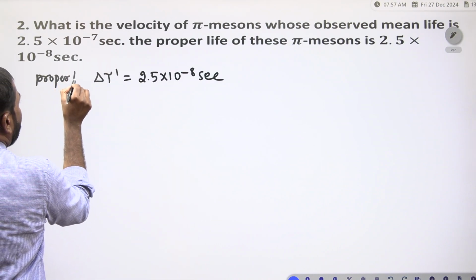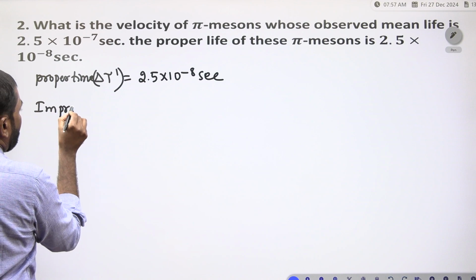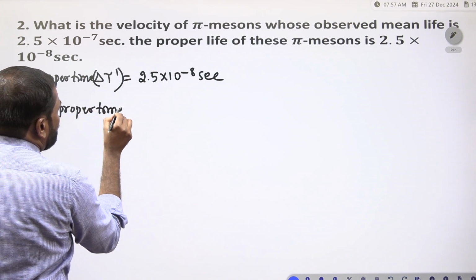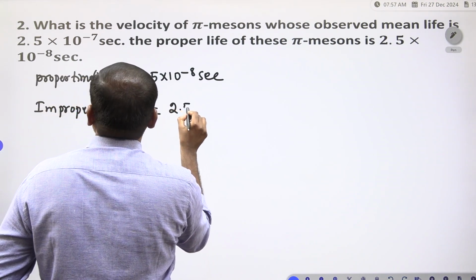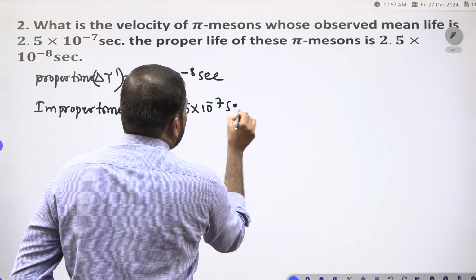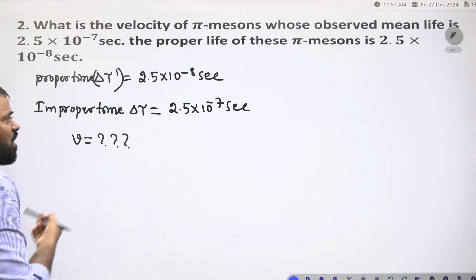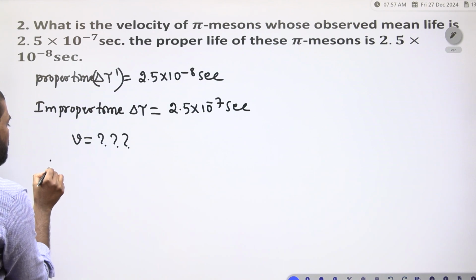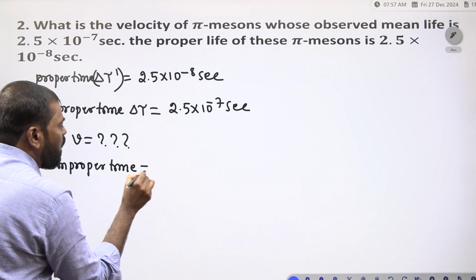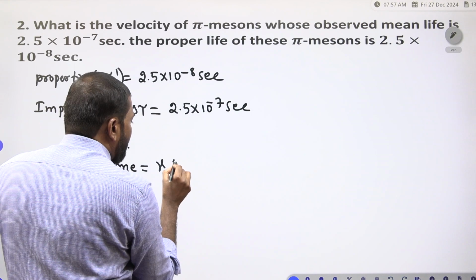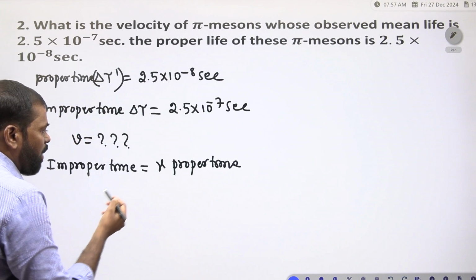Which one do you have to consider? The improper time, delta tau, is 2.5 into 10 to the power of minus 7 seconds. What they are asking is to calculate v. So the same principle you have to use: improper time is equal to gamma into proper time.